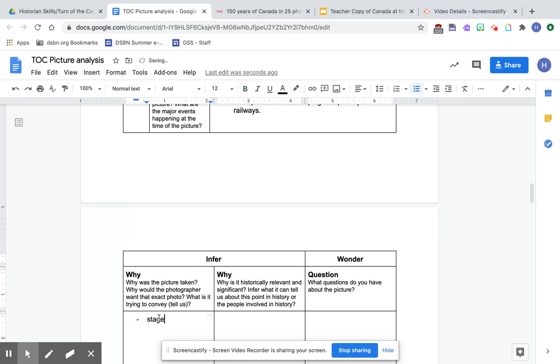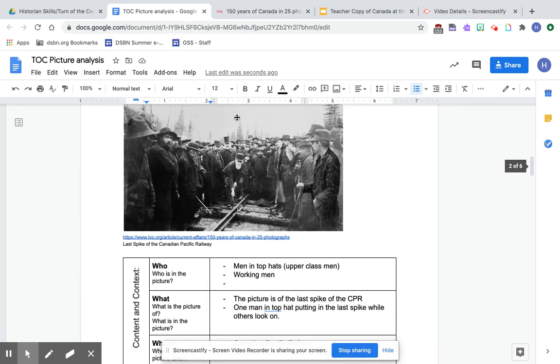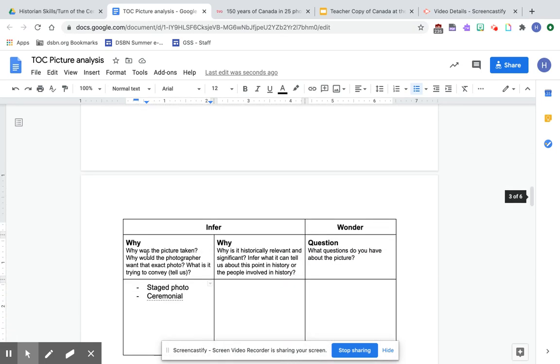So it looks staged, and it's very ceremonial because, when they're starting to dig for a new foundation of a new building, there's usually a big ceremony for it. So there's a big ceremonial feeling to it. So why would the photographer want that exact photo? Well, it's staged, ceremonial, to show the end of an event. It's a big, important event.